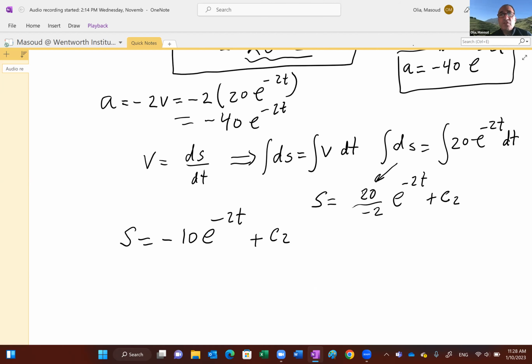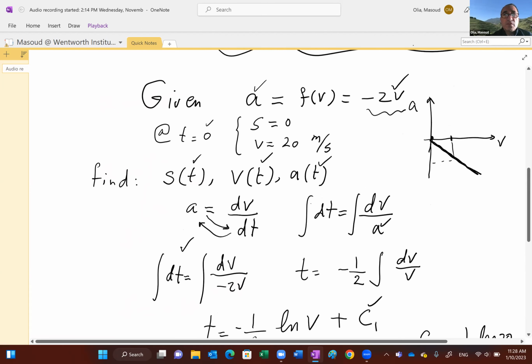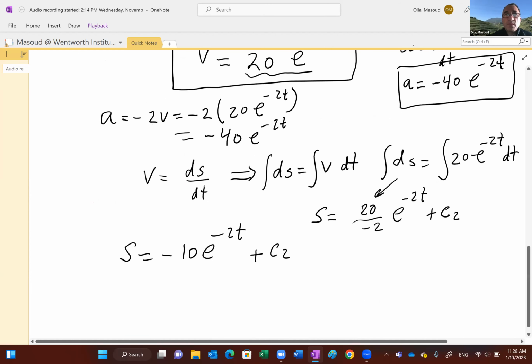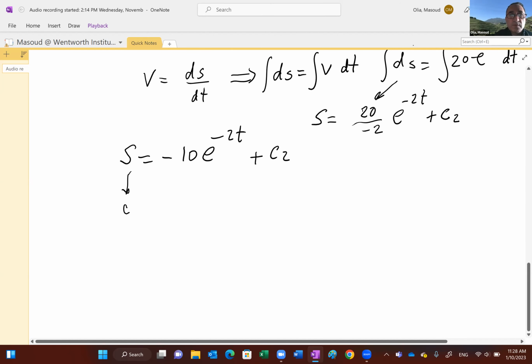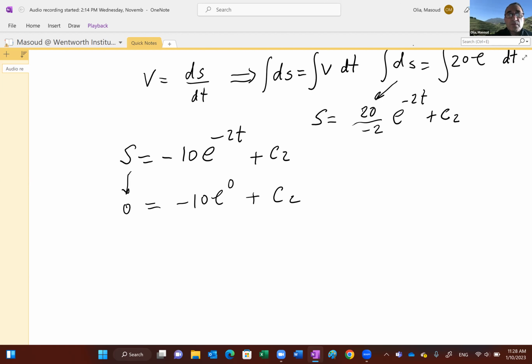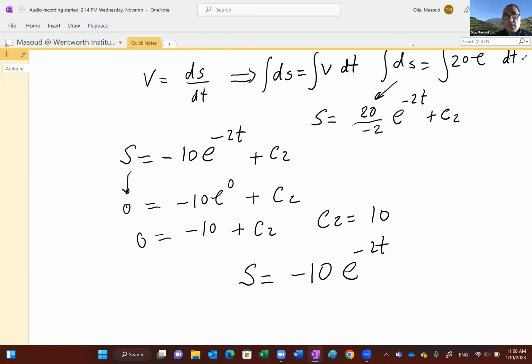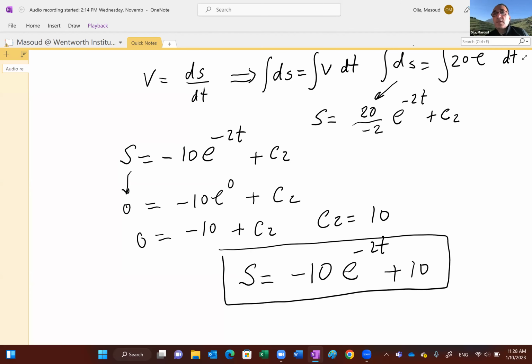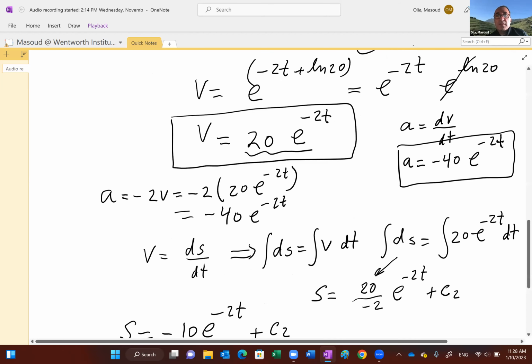So now, what was the initial condition? When t is 0, s is 0. So s is 0 when t is 0, and of course, this term becomes just minus 10. Therefore, C2 becomes positive 10. So here we go. s as a function of time becomes minus 10 e to the minus 2t plus 10. So we ended up finding the position, velocity, and acceleration as a function of time.